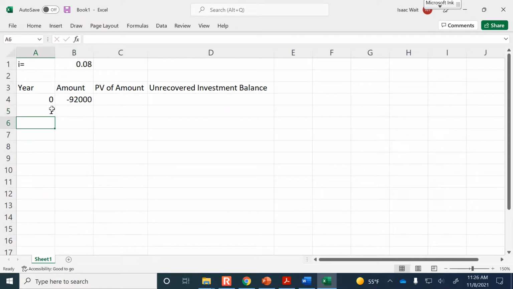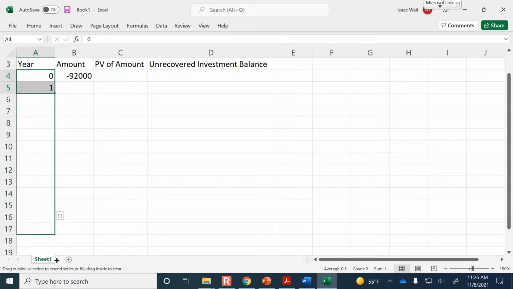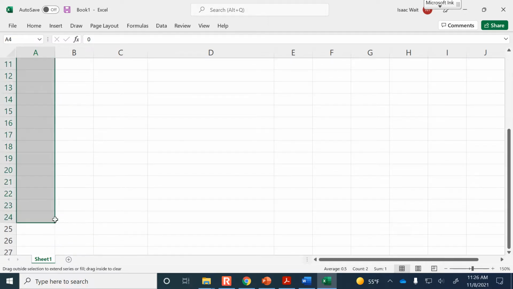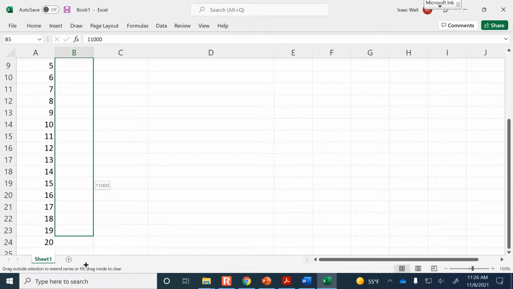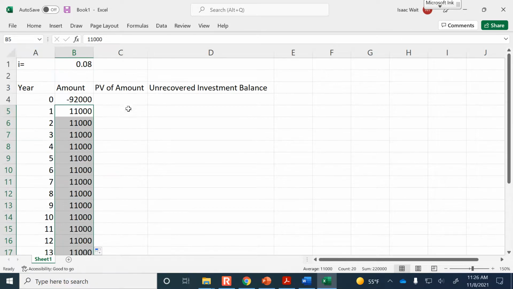And then, it never really tells us what the useful life of the equipment is. Let's just look at it over a 20-year horizon and see what happens over the course of 20 years. Now the amount after that is our net revenue of $11,000. So the $11,000 in net revenue through time. And we need to find the present value of each of these by discounting it at this interest rate.